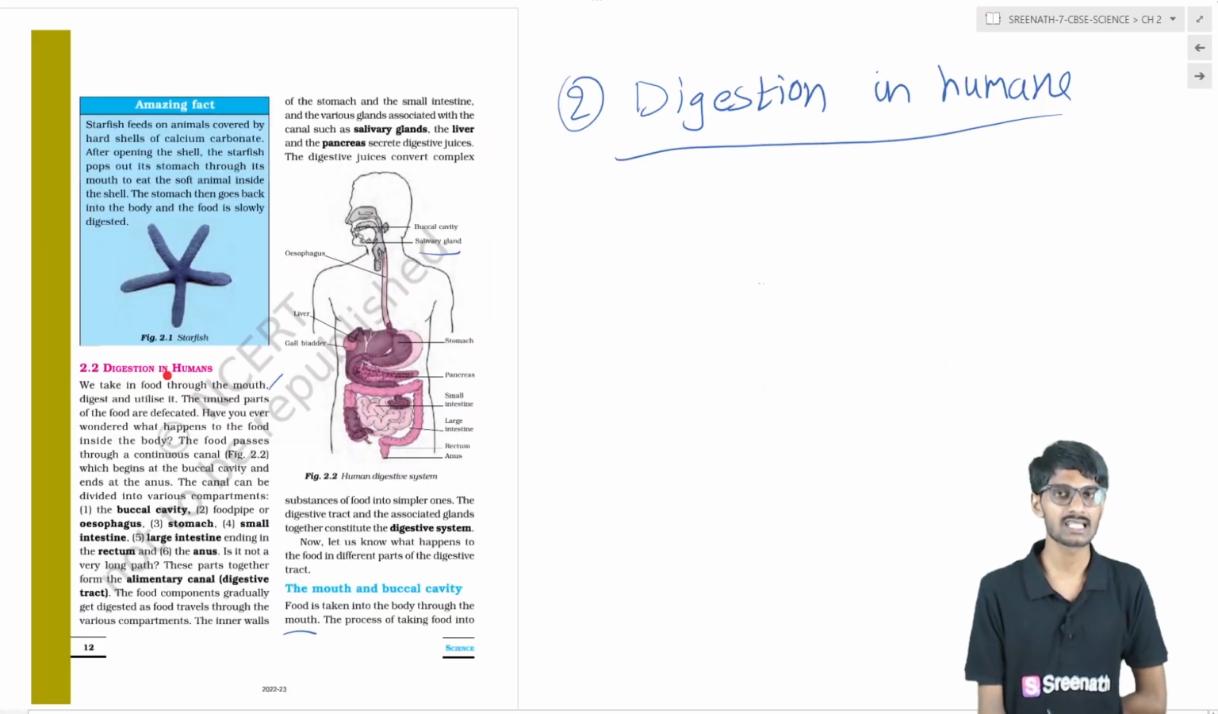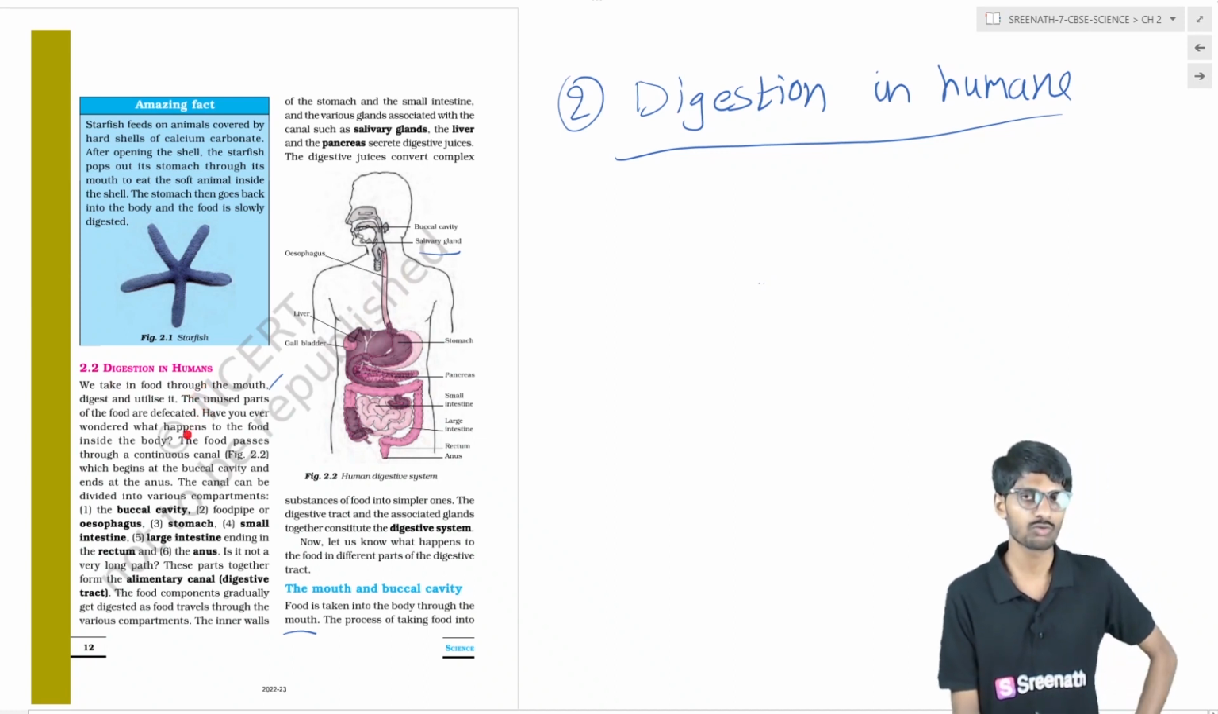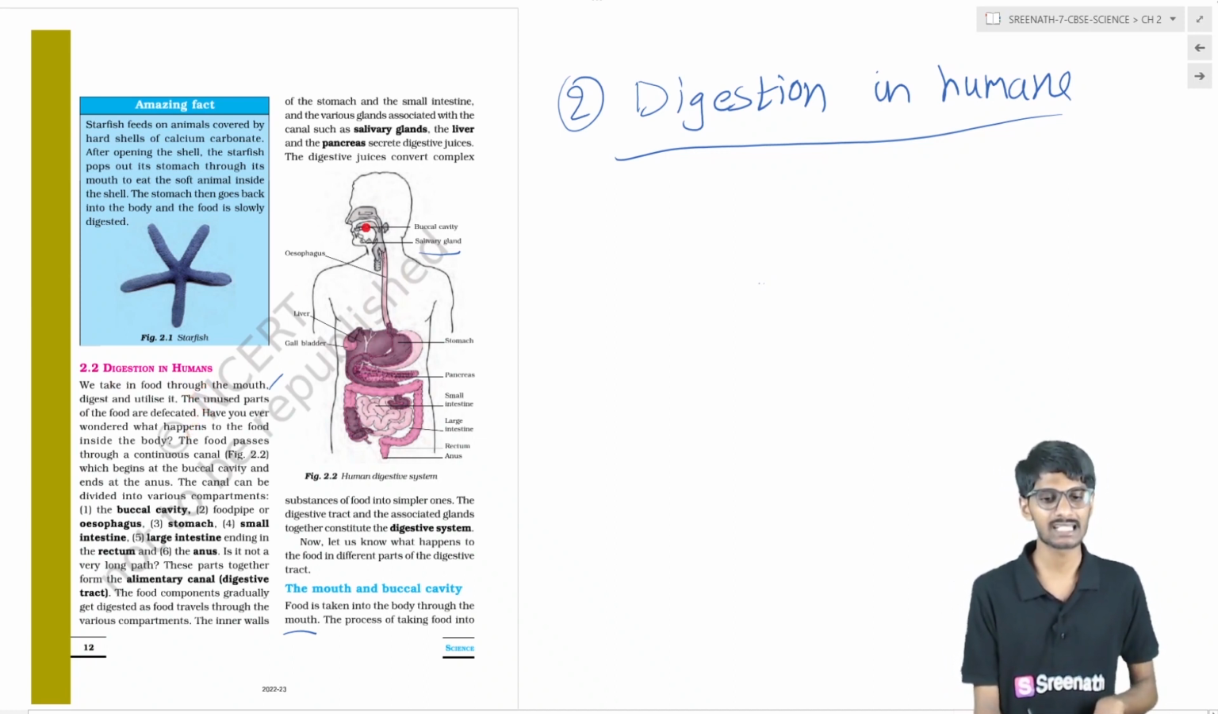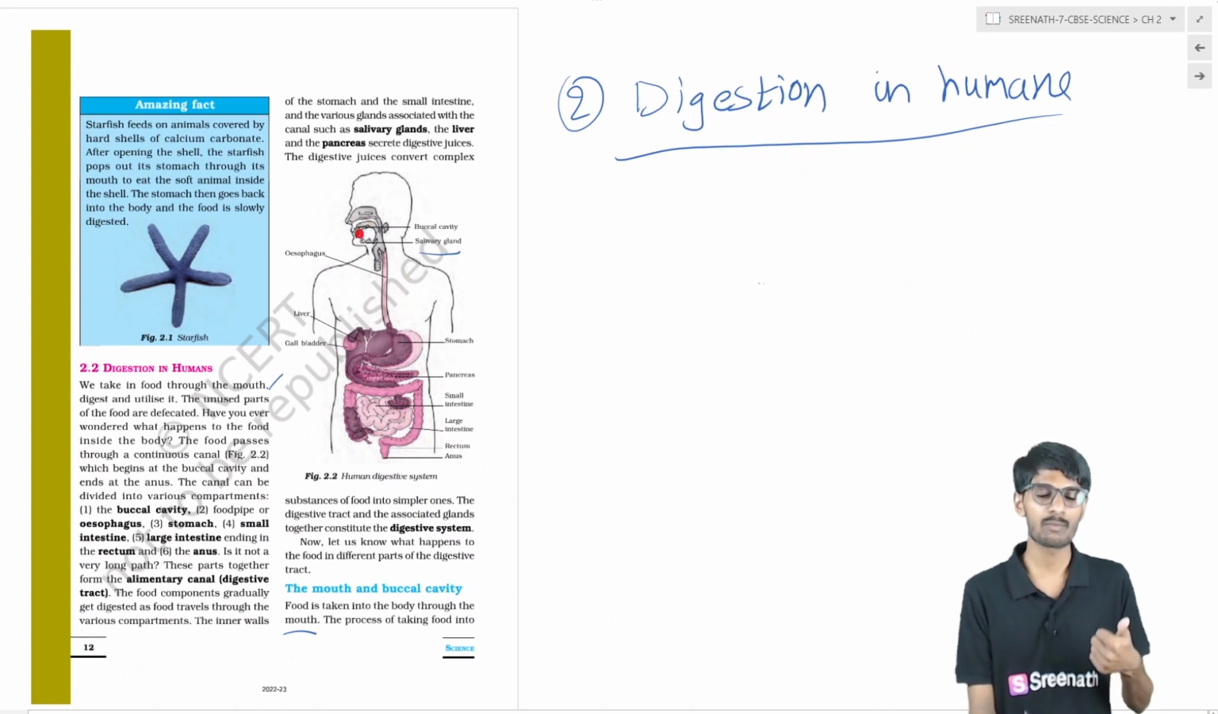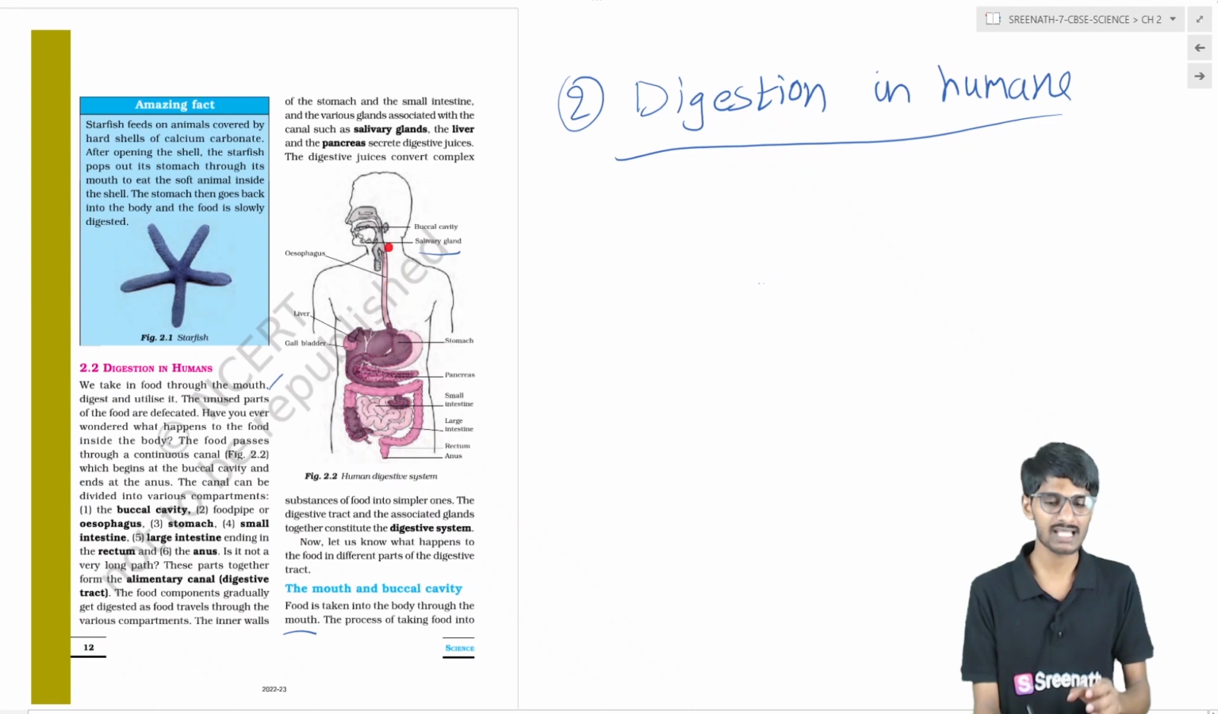The next thing is digestion in humans, how food is digested in humans. Food enters the buccal cavity, where with the help of the teeth, tongue and saliva, the food is digested, and the carbohydrates or starches break down into simple sugars in the mouth. After that it enters the esophagus. The food travels through this food pipe and then opens into the stomach.